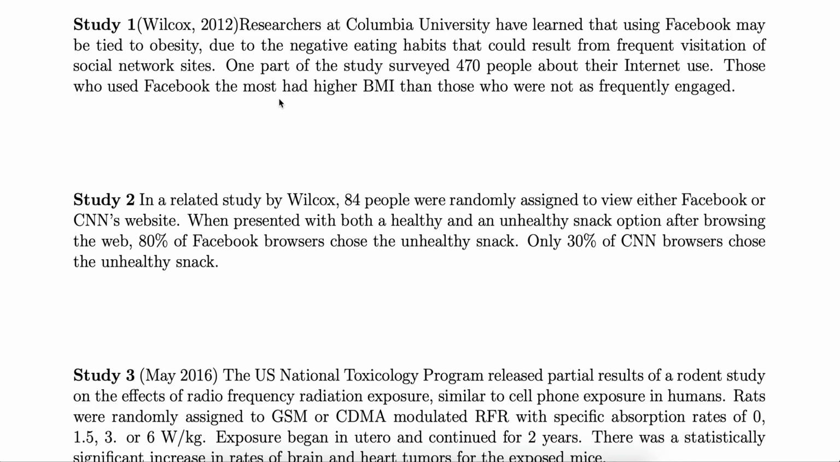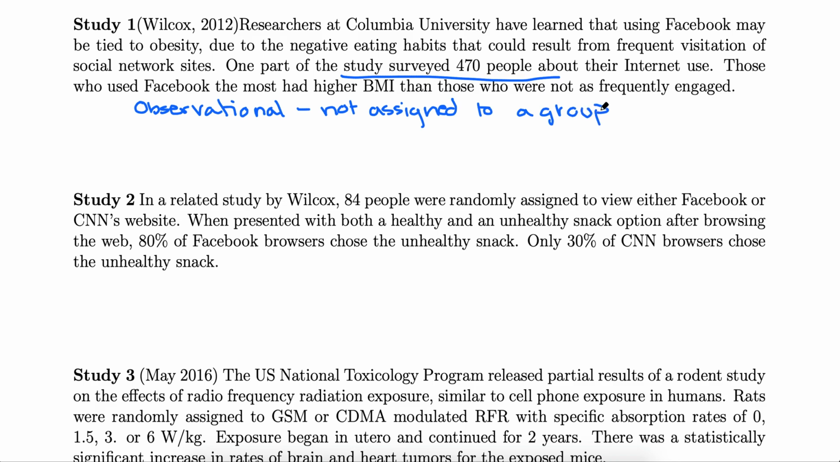Hopefully you said observational study. Here, it says they're just surveying their internet use. They didn't assign people to use the internet a certain amount of time. So this is observational. And let's make sure we make a note of why. Not assigned to a particular group. They're just observed in whatever group they naturally fall in.